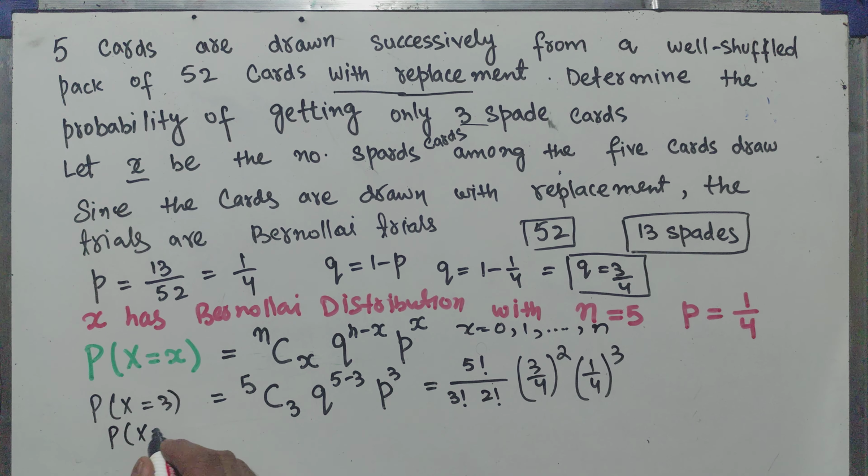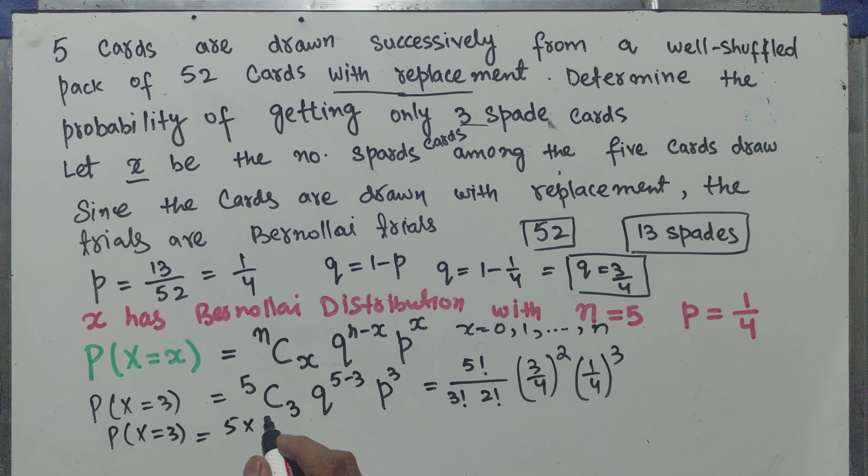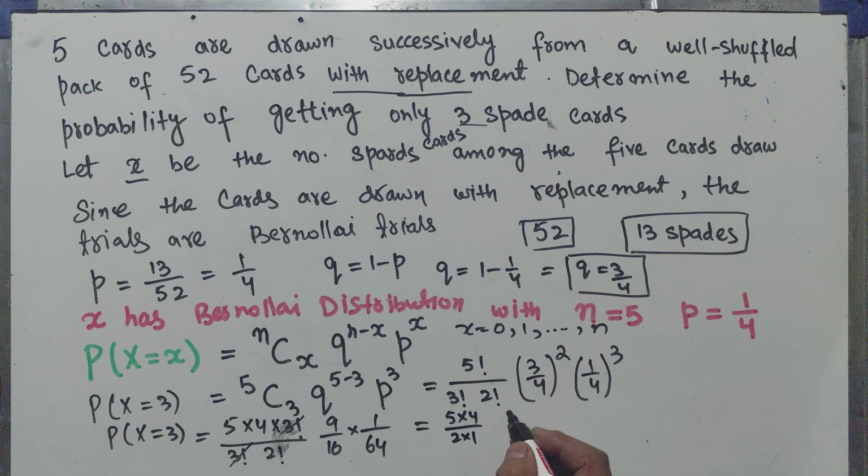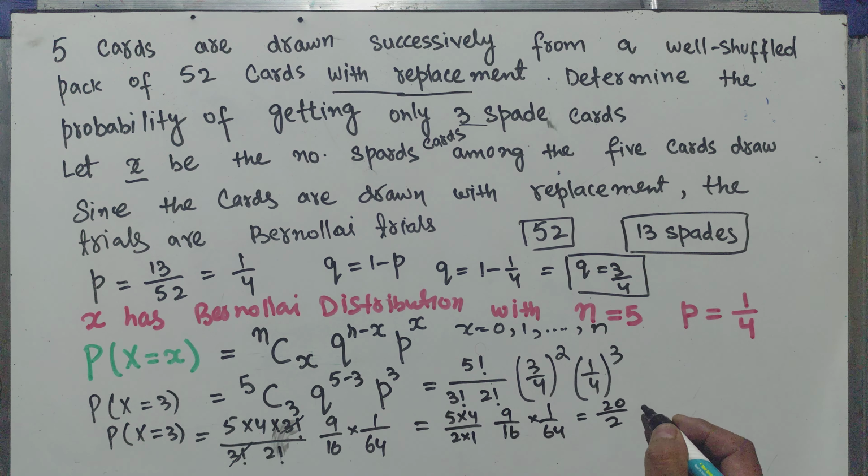So the probability of getting 3 spades will be equal to 5 into 4 into 3 factorial divided by 3 factorial times 2 factorial, times 3 3s are 9, 4 4s are 16, so 9 upon 16, into 1 upon 4 cubed, 4 4s are 16, 4 16s are 64. So 3 factorial gets cancelled, we get 5 into 4 divided by 2 factorial, which is 2 into 1, then 9 upon 16 into 1 upon 64, which is equal to 5 4s are 20 upon 2 into 9 upon 16 into 1 upon 64.